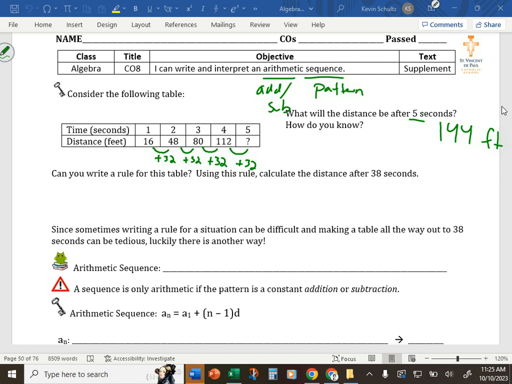So this is an example of an arithmetic sequence because we have a consistent, constant pattern, adding 32, involving addition and subtraction. So then the next challenge was, what is the distance after 38 seconds? Now you've got two options here, right? You can either continue this table out all the way to 38, which is no fun at all, or you can come up with some sort of rule for the table, some sort of expression that if you plug the time into the input, the result is going to be the distance at that particular time. Did anybody come up with something here?